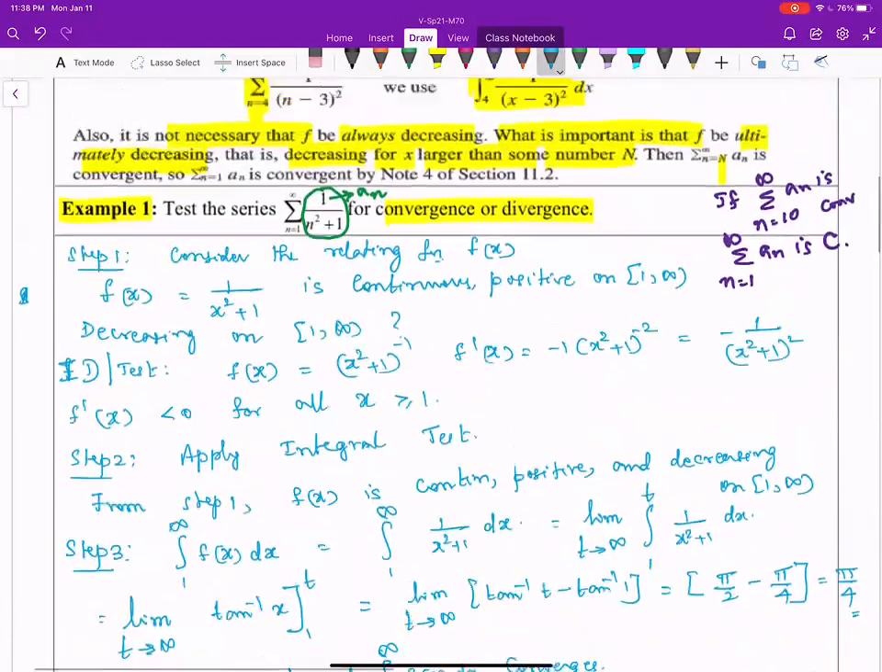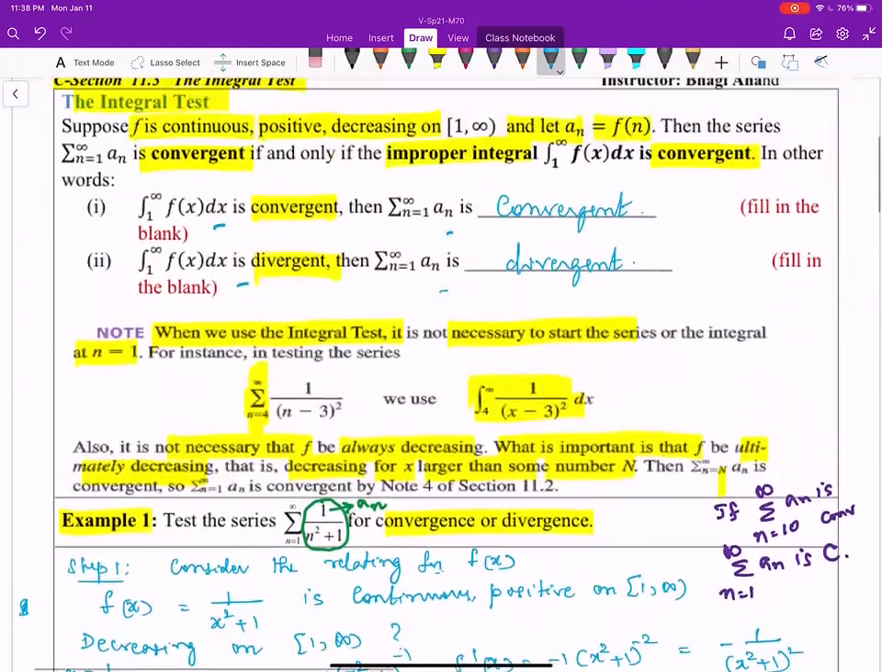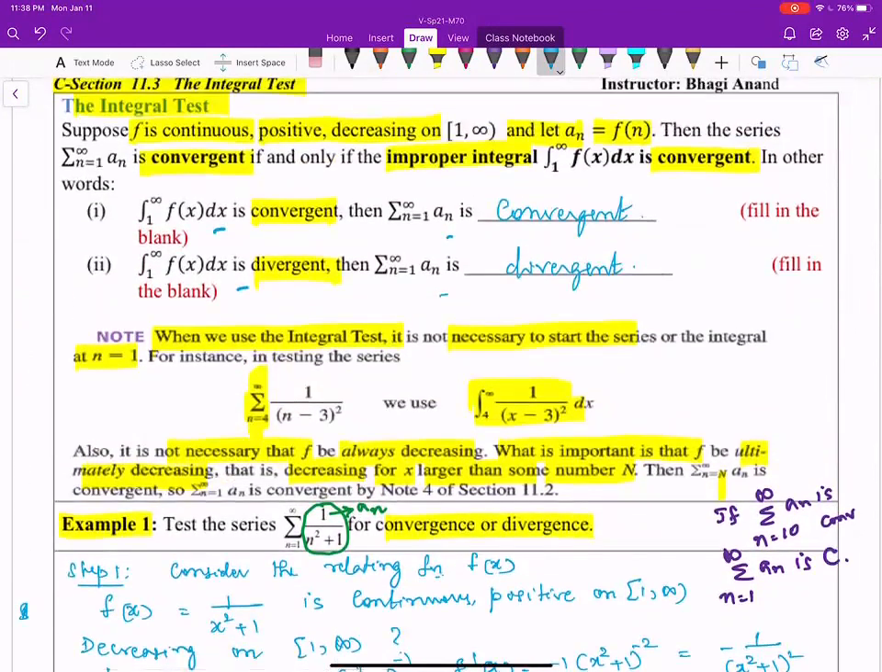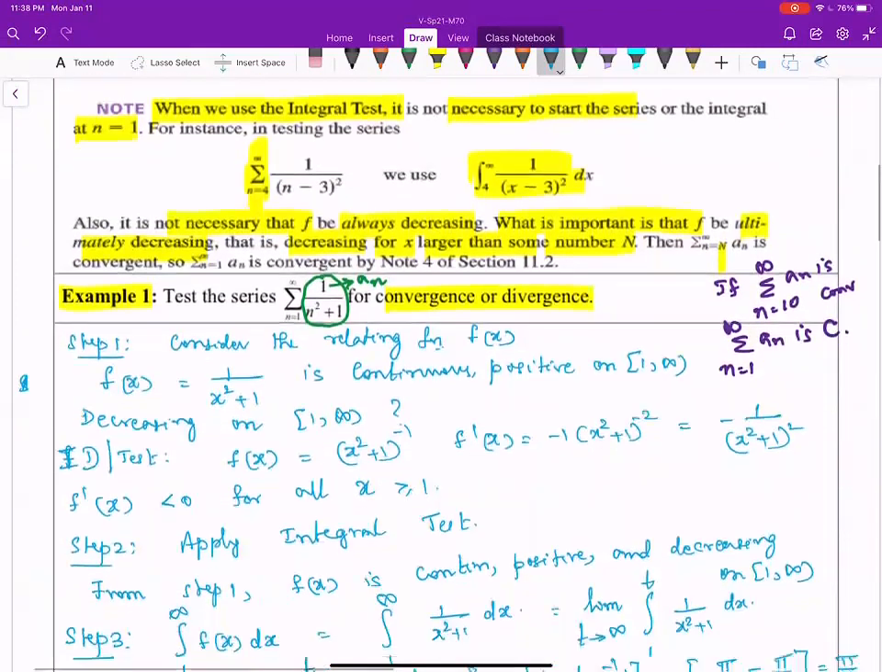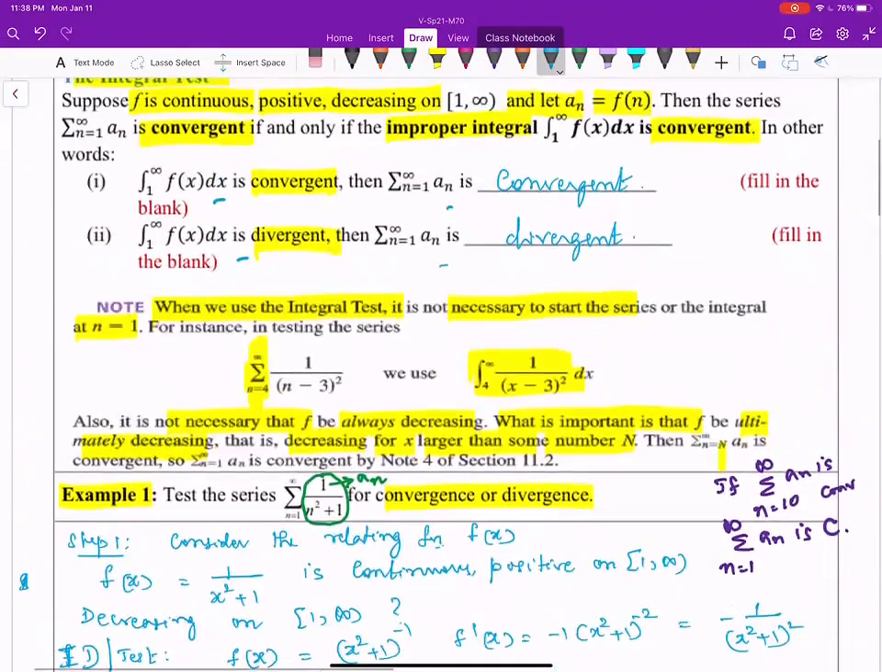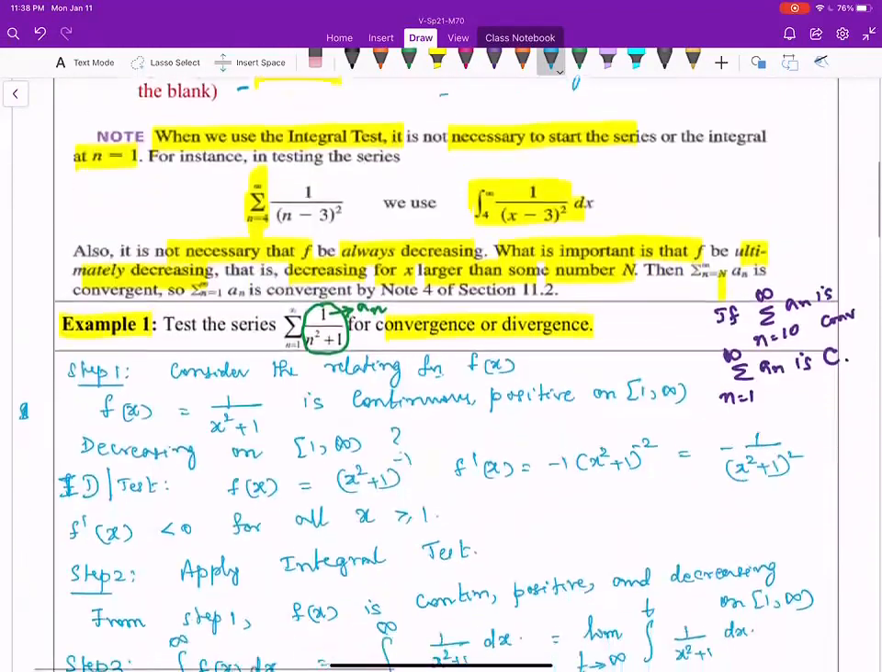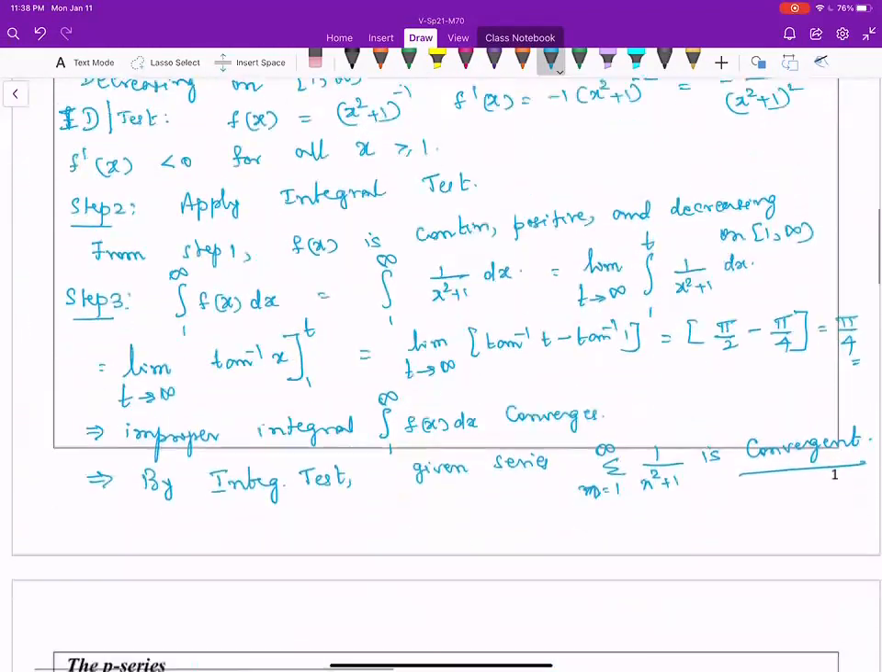The function is continuous, positive, and decreasing on the interval 1 through infinity. Then the behavior of the series would be similar to the behavior of the improper integral. If the improper integral is convergent, then the series would converge. If the improper integral is divergent, the series would diverge. This improper integral only tells us that the series is convergent or divergent. It doesn't say where it converges to. Then we saw an example.